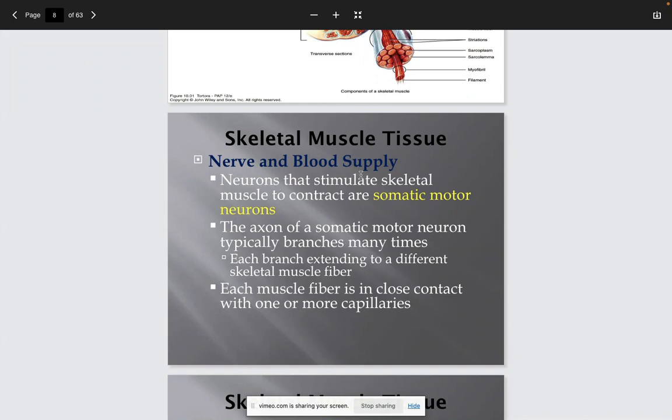So the neurons that stimulate skeletal muscles to contract are called somatic. Soma means body, so somatic motor neuron. I want you to know this definition. Somatic motor neurons are neurons that stimulate skeletal muscle to contract.